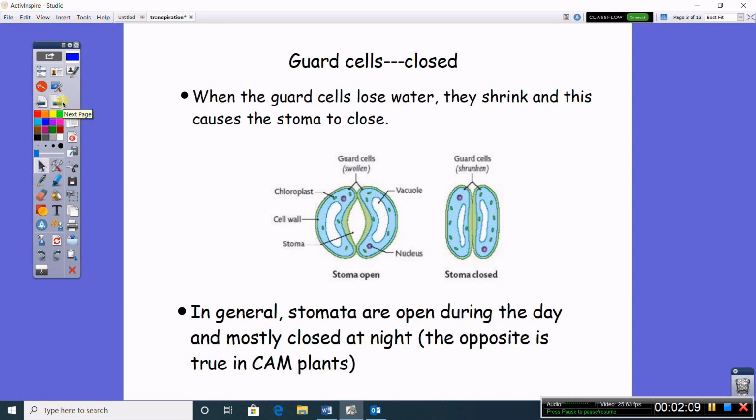Okay, when guard cells lose water, so maybe there's more solute outside the guard cells than there is inside, maybe that causes water to leave. It's going to lose what we call turgor pressure, which means kind of like the water pressure inside the cell. And that's going to cause the stomata to close like you see here. Okay. So in general, stomata tend to be open during the day to allow CO2 to come in so we can do photosynthesis, and they tend to be closed at night. The opposite is going to be true for your CAM plants.